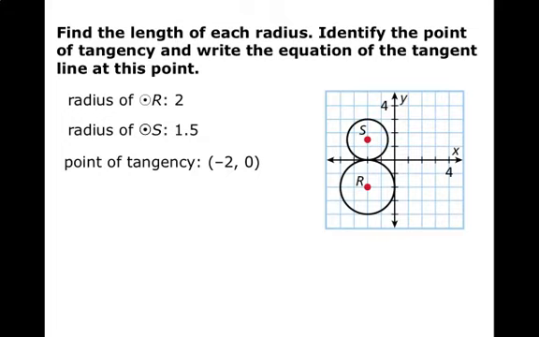So if we have a tangent line going through this point, in this case it will be a horizontal line, and all horizontal lines have y equals where it's intersecting the y-axis. So the equation of the tangent line at this point would just simply be y = 0. So be able to identify the length of the radius, the point of tangency, and the equation of the tangent lines of tangent circles.